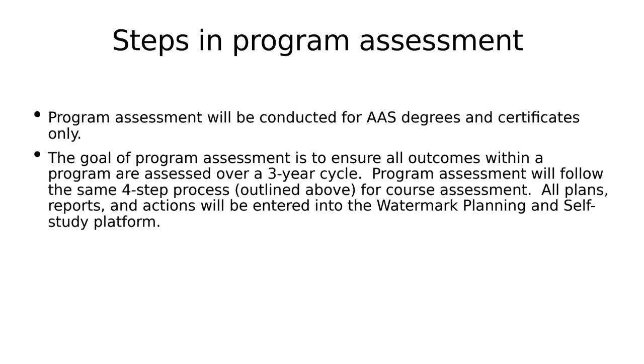And so the goal of program assessment is to ensure, like course assessment, that all outcomes within a program are assessed over a 3-year cycle. And so if a program, for example, might have 6 outcomes, then maybe 2 of the outcomes would be assessed each year to ensure that all of the outcomes will be assessed over the 3-year cycle.